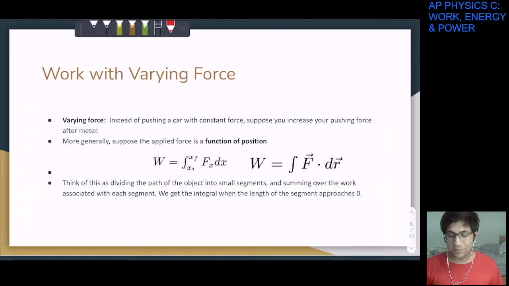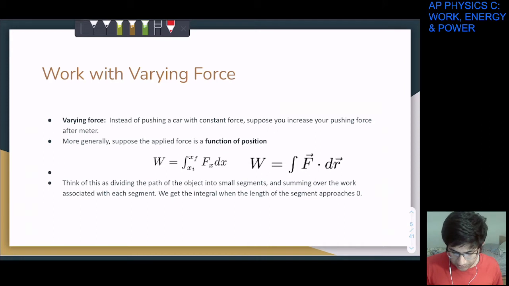So instead of pushing a car with constant force, suppose you increase your force after each meter, or suppose the force that you pull changes. Maybe you start off pulling gently, and you go harder. It can change. The way we think about this is that we're going to integrate, adding up a bunch of small segments.